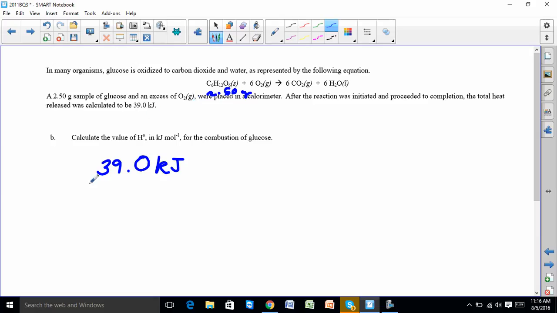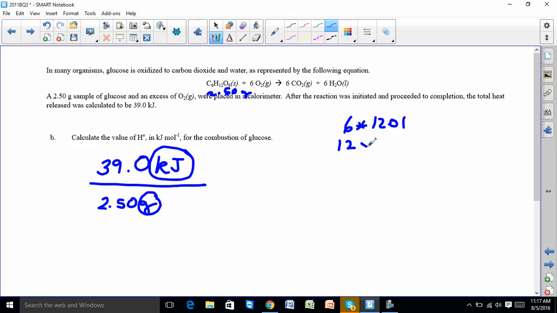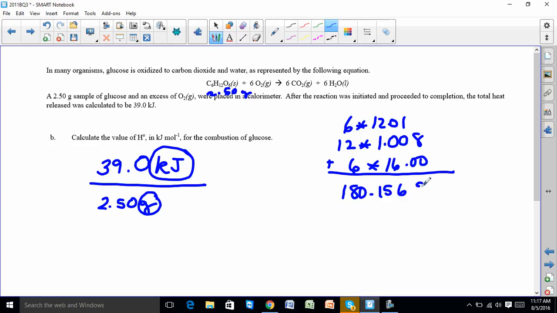39 kilojoules of energy were released when you burned 2.50 grams of glucose. And if we did this problem right now, the units would be kilojoules per gram. We don't want kilojoules per gram. We want to convert grams to moles, which we've done a bazillion times in here. So glucose, you've got 6 times 12.01, and then 12 times 1.008, and then 6 times 16. And when you do this on a calculator, you end up with 180.156 grams per mole.